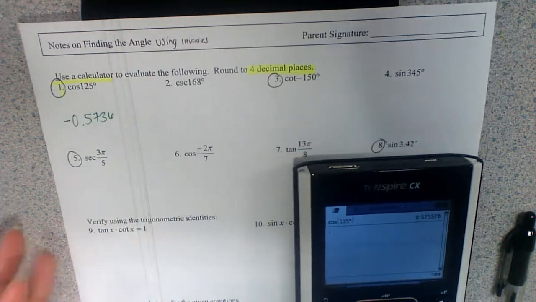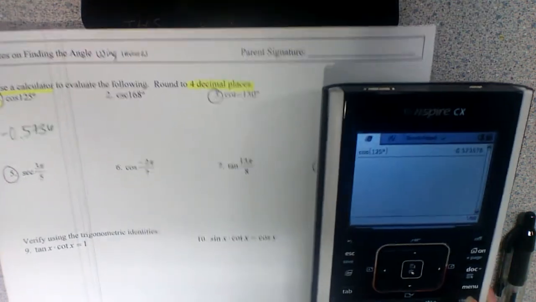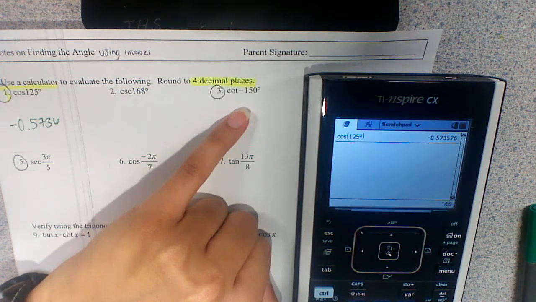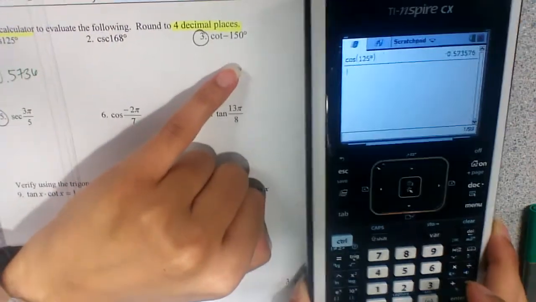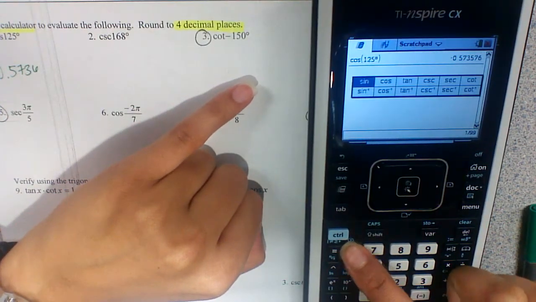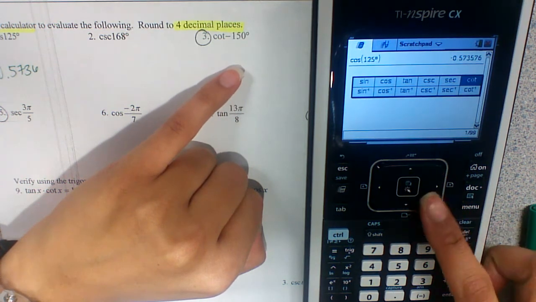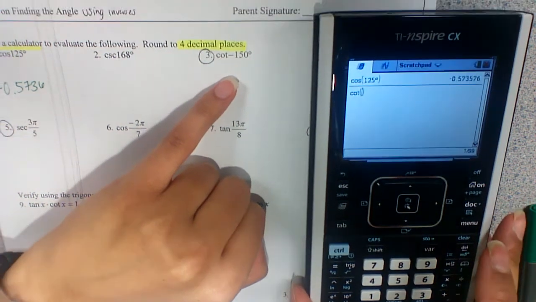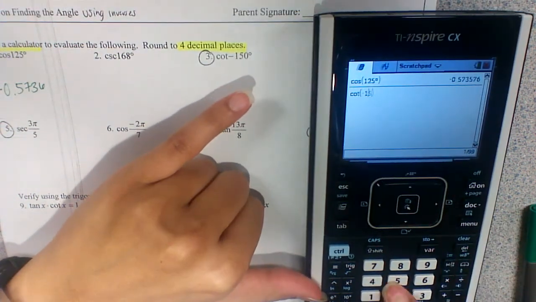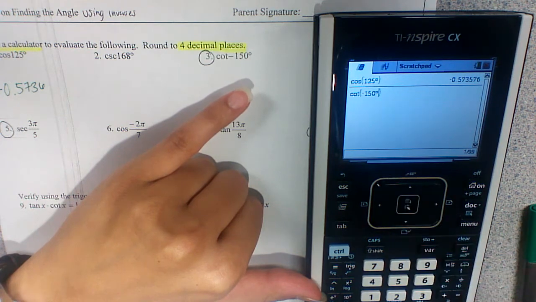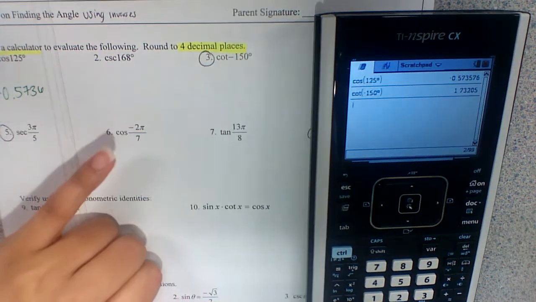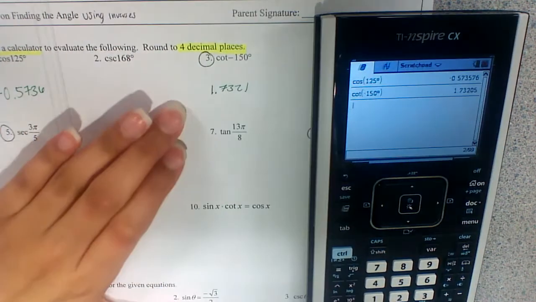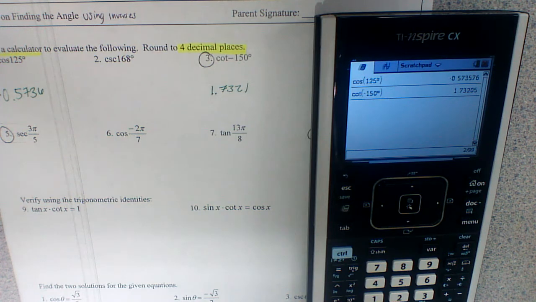Okay, I'm going to skip to number 3. Number 3 is asking for cotangent of negative 150 degrees. Now on the TI Nspire, there is an actual button for that, so if you go to trig, there is a cotangent selection. So go ahead and hit that, hit negative 150, again don't forget the degree symbol, and hit enter, and you should get 1.7321.